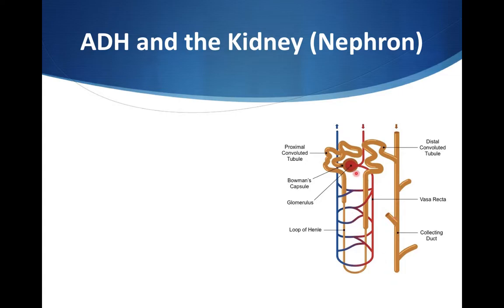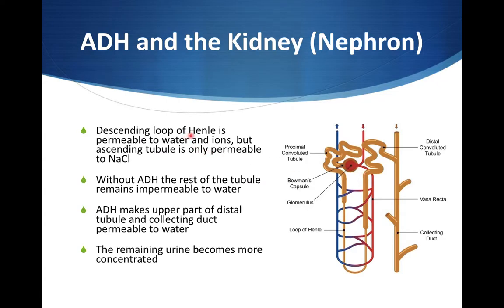So this antidiuretic hormone really affects the permeability of this loop of Henle and how much water it's able to reabsorb. So here's the slide. It says the descending loop of Henle is permeable to water and ions, but the ascending tubule is only permeable to salt. So typically, the descending tubule, that's this one here that's heading down, is permeable to water and ions, but the ascending is only permeable to salt.